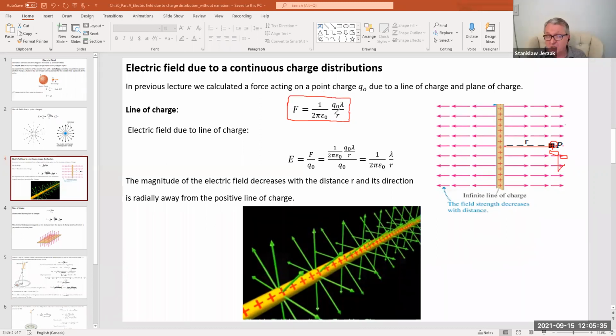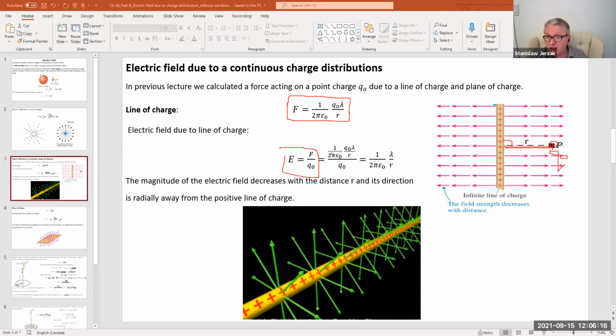So this was the expression which I reviewed today a little bit as well. This is that perpendicular distance. This is 90 degrees. This is the radial direction, distance R. This was the expression for the force exerted by the entire line of charge on charge Q0. So if I now use the definition of electric field, which is F divided by Q0, then I can find the electric field at point P, which is a distance R from that line of charge, that perpendicular distance R.